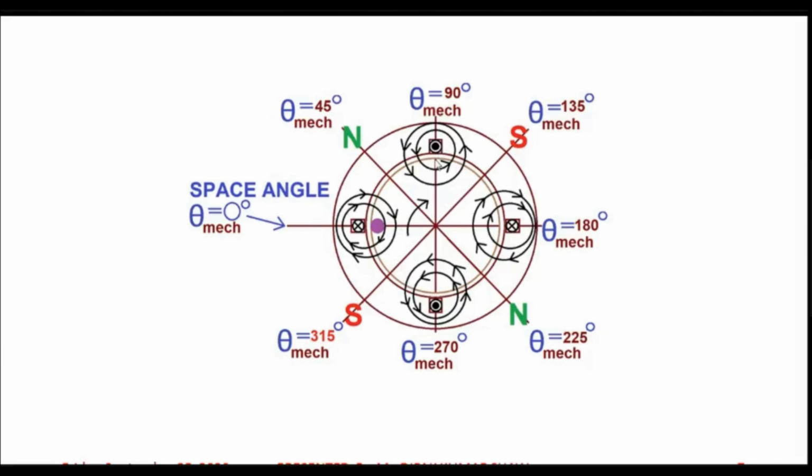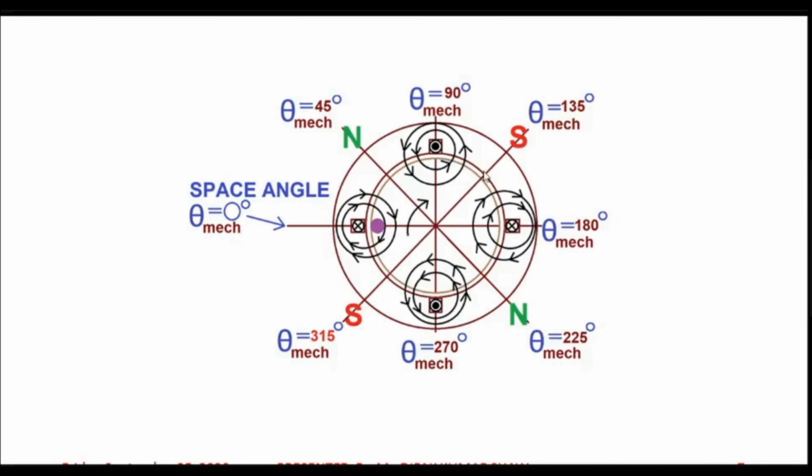Again at theta mechanical equal to 90 degree, there is 0, because if you take this point which is lying on theta mechanical equal to 90 degree, you will find no lines of flux are entering or leaving. So this is that point where magnetic flux density is 0.